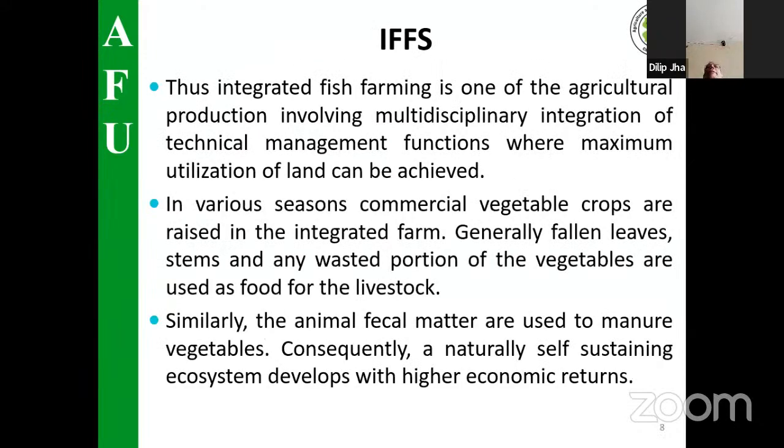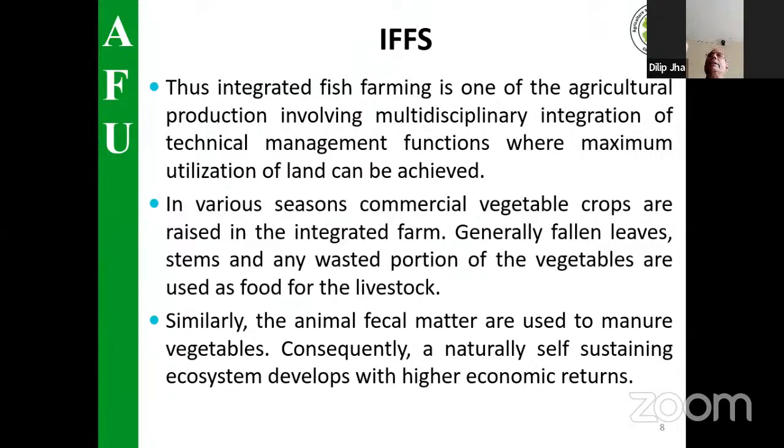So thus integrated fish farming is one of the agricultural production systems involving multidisciplinary integration of technical management functions where maximum utilization of land can be achieved. In various seasons, commercial vegetable crops are raised in the integrated farm, generally fallen leaves, especially in our university. It's actually a YSR Horticultural University.